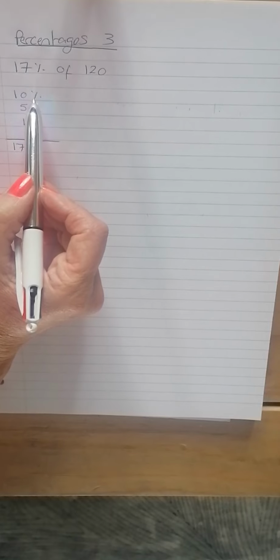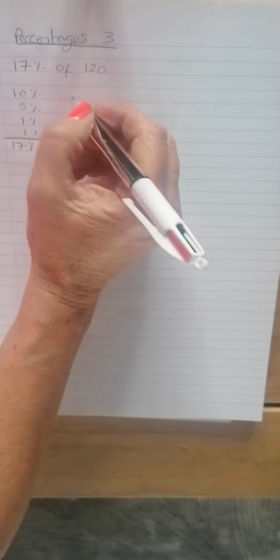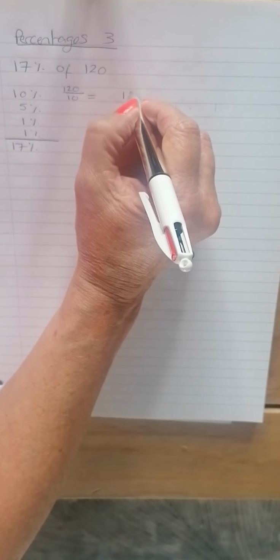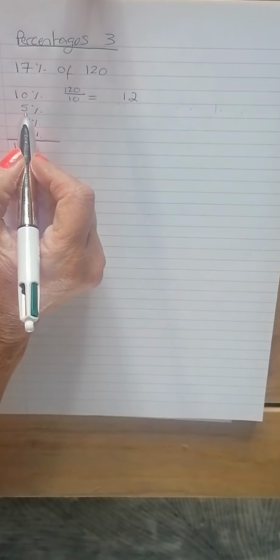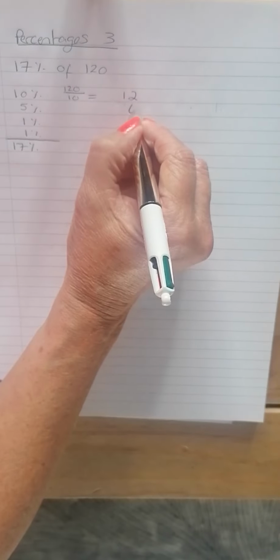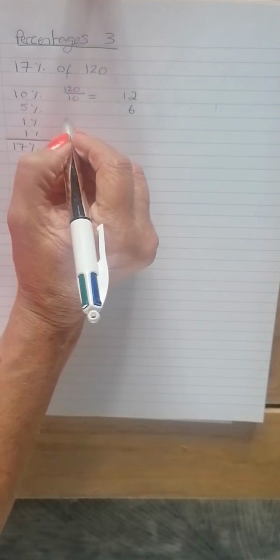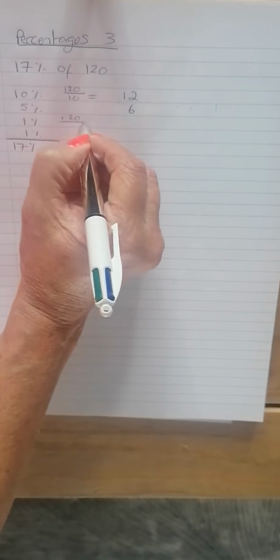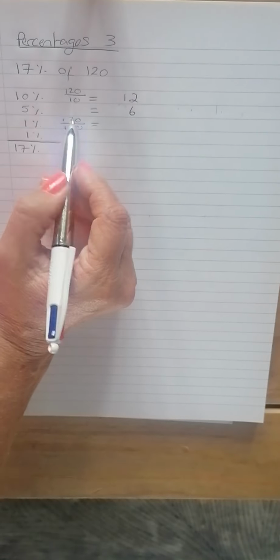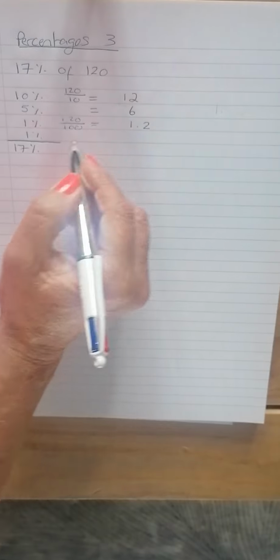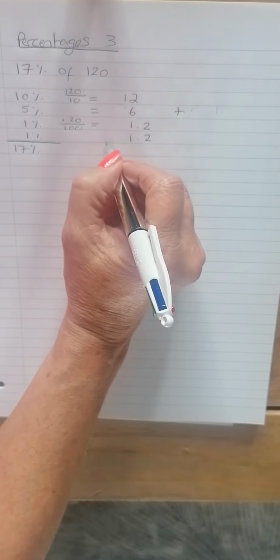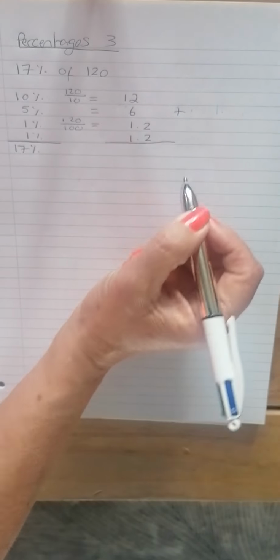So 10%, you just divide that whole number by 10. So I know 10% is 12. 5%, you just half the 10%. So half of this is 6. And 1%, you just divide by 100. So I know that's 5% there. 1% divided by 100, that'll be 1.2, and another 1.2. And then you simply add them together, and the total will be your 17%.